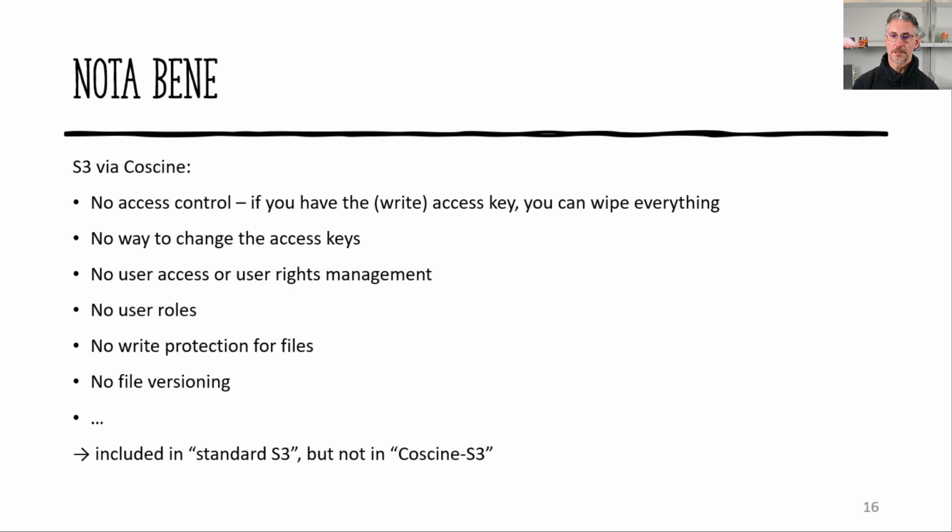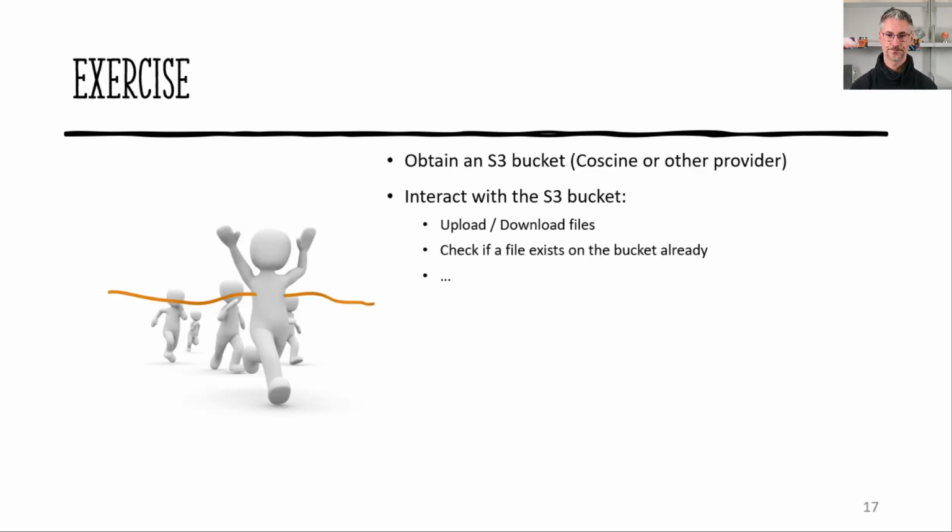So if you do it in Cosign, a few words of caution. There is no access control. If you have access to the right keys, you can wipe out everything for everyone. So guard them carefully. There's also no way to change those keys if you accidentally make them public or give them to persons that you didn't want to give them to. That's unfortunate. There's no user access or user rights management, there are no user roles, no write protection, no file versioning and so on. That's all included in the standard S3 but not in the RWTH version of it.